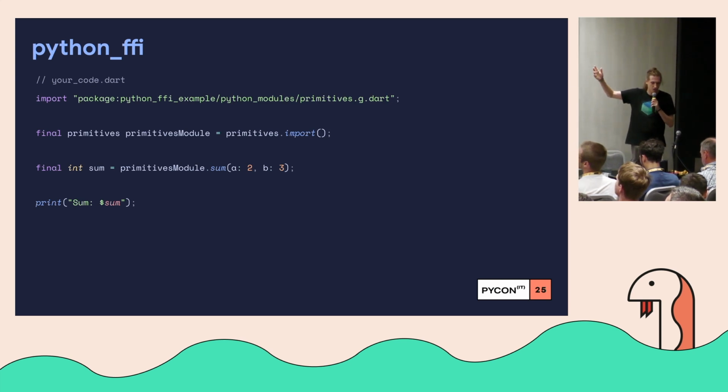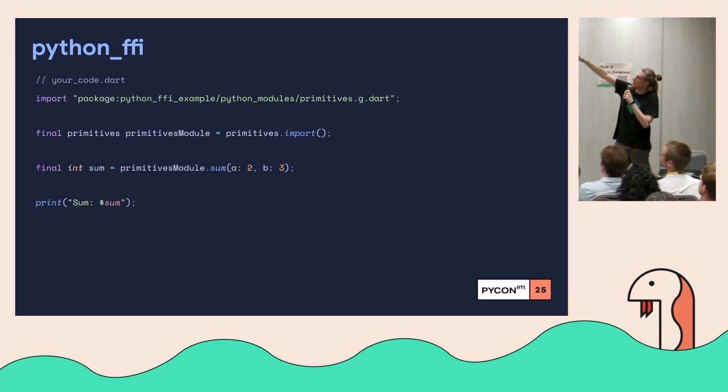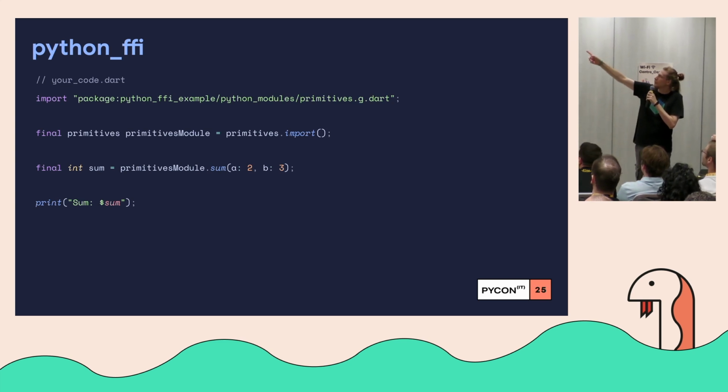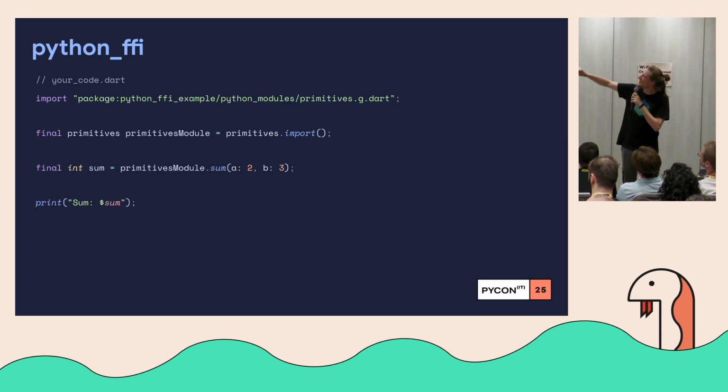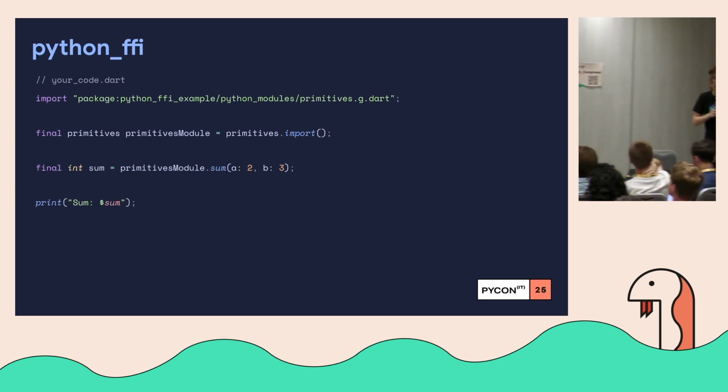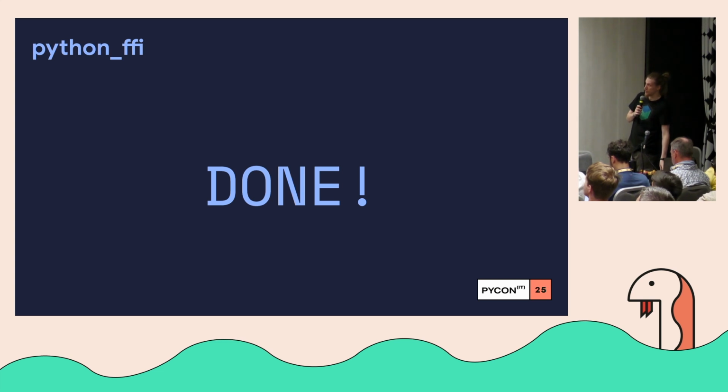As you can see, we import that file, which is a .g.dart. G stands for generated. And you import the generated primitives import. Primitives was the name of the Python file in the example I copied from GitHub, so that's the name of the package. Then you just call the sum function, get the result and print it. So easy as that.